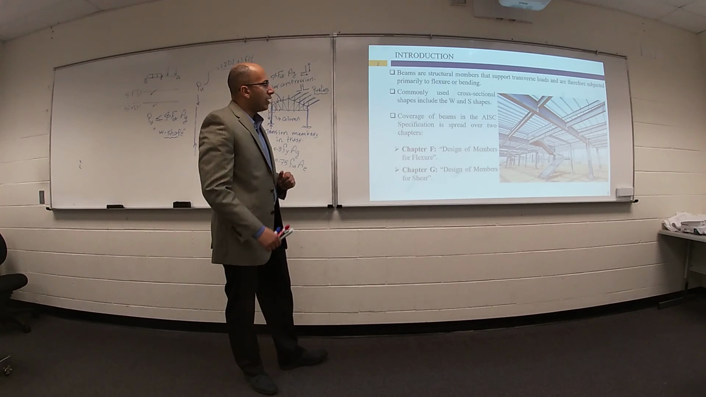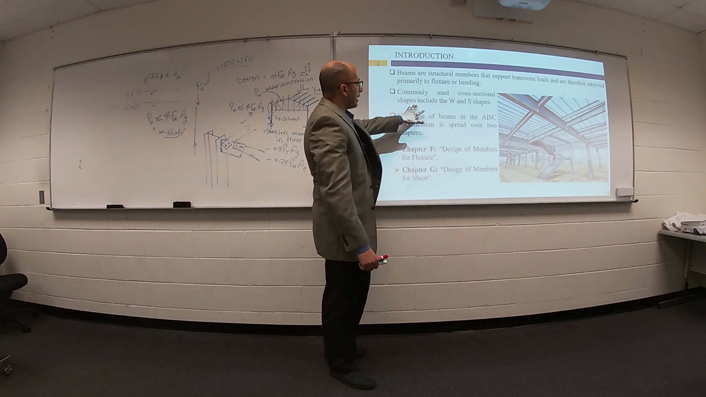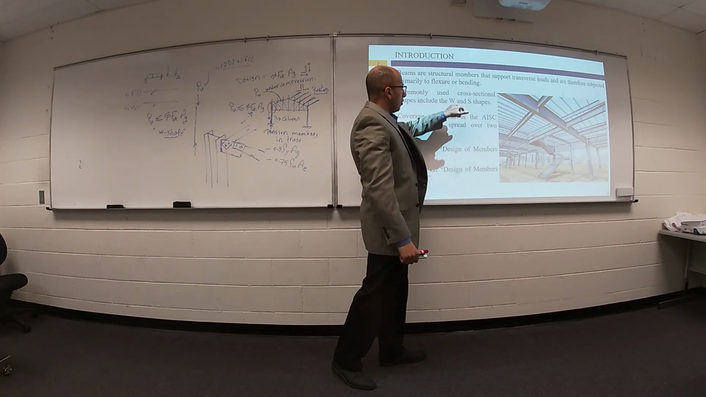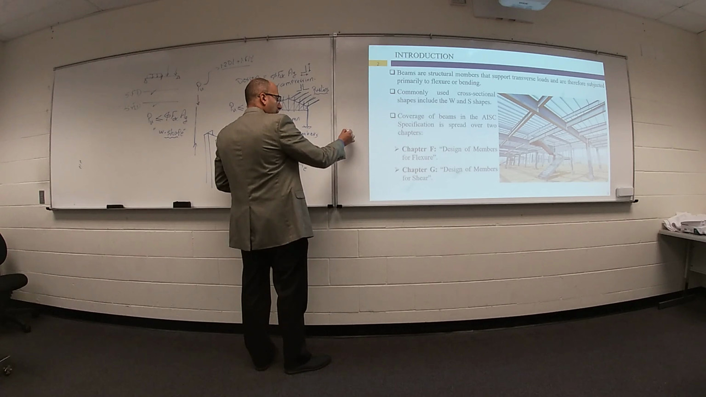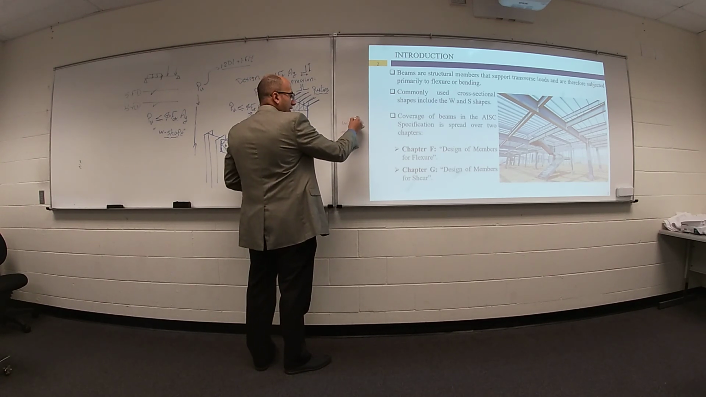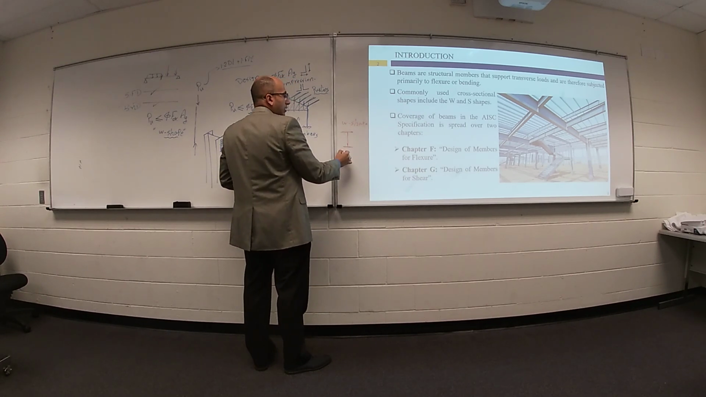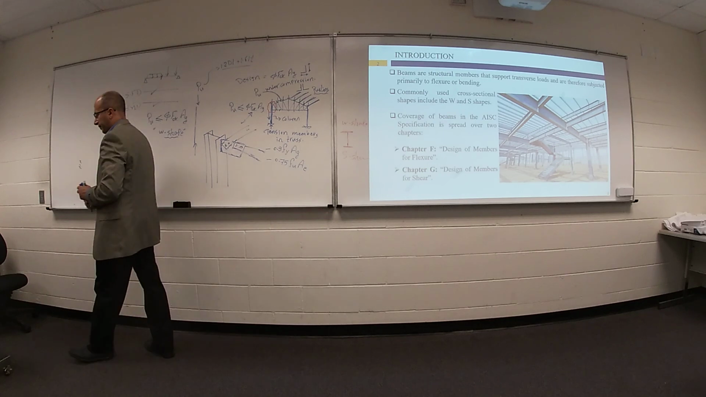So we have two steps for design. Commonly, cross-section used in beam, W or S shape, or I-beam. Sometimes your I-beam called W shape, sometimes called S shape, standard American cross-section.